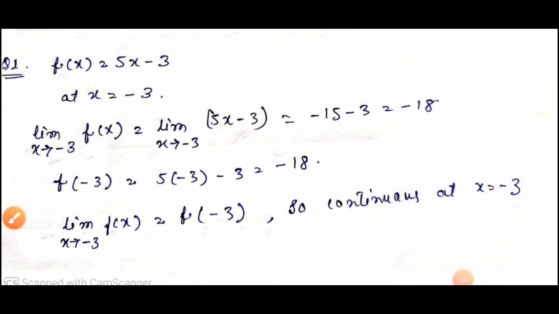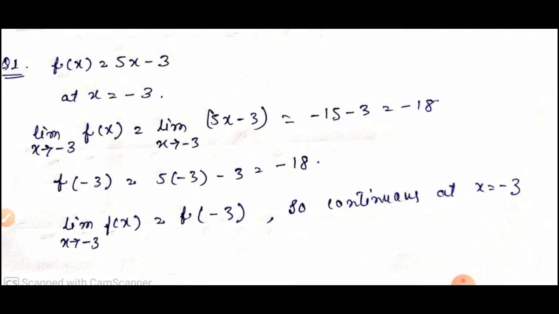Now in this chapter we have various kinds of questions. In exercise 5.1, the first question is given: prove that the function f(x) is equal to 5x minus 3 is continuous at x equal to 0, at x equal to minus 3 and x equal to 5. So three questions are given with the same function. I have solved here for x equal to minus 3. In the same way you can solve it for x equal to 0 and x equal to 5. The process will be the same.